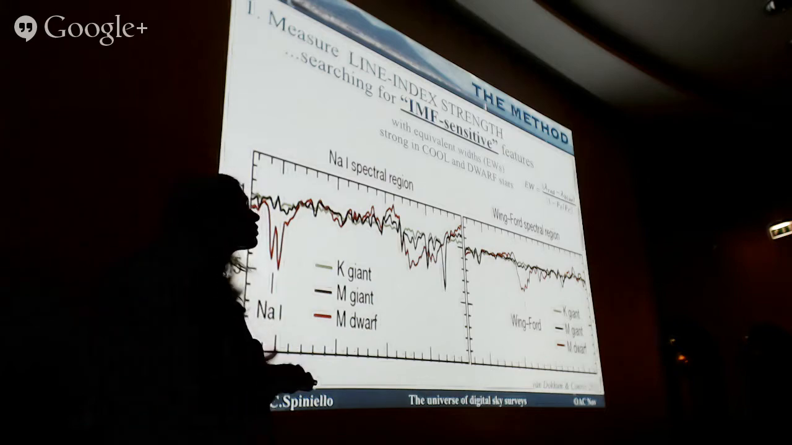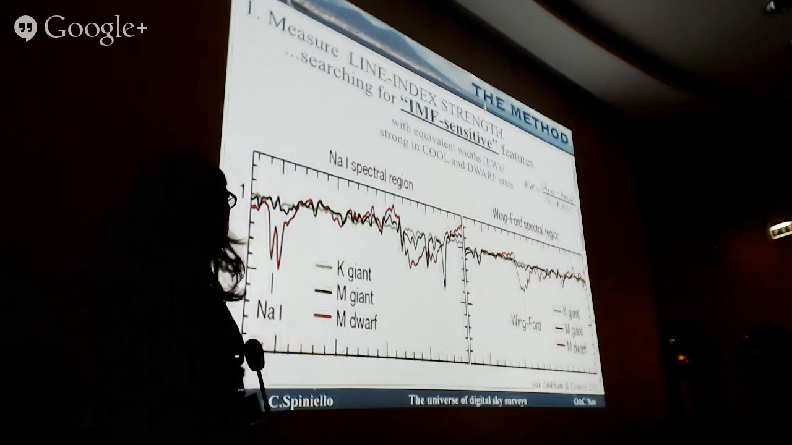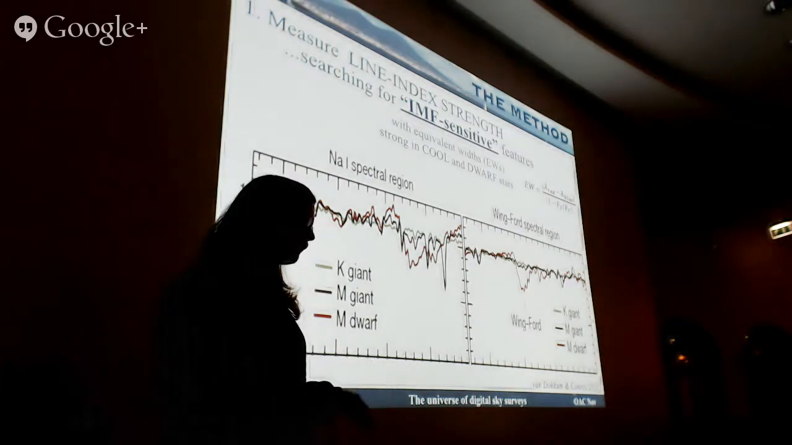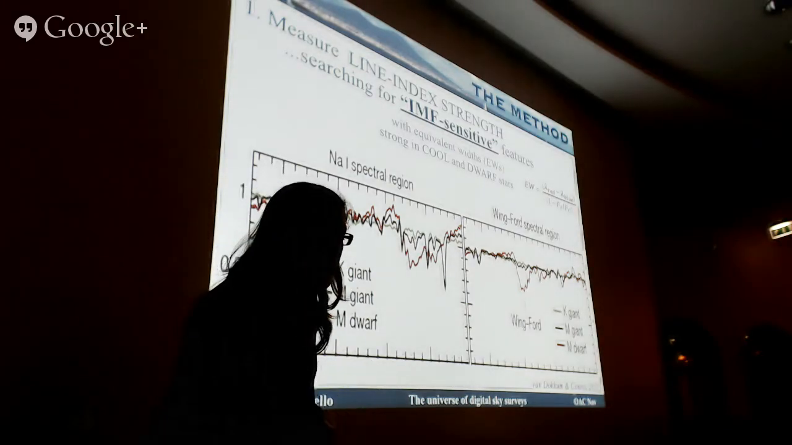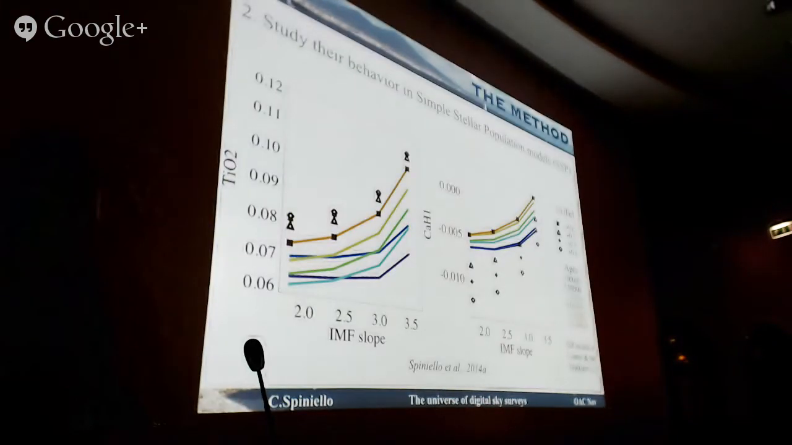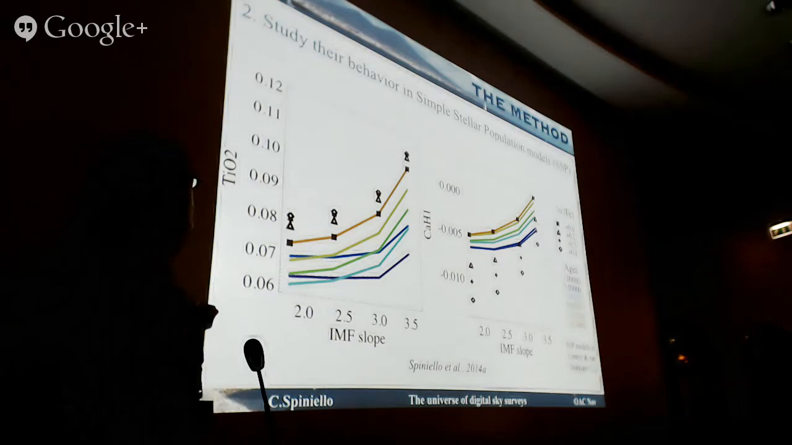So if you can measure those line indices, so just the strength of those IMF-sensitive lines, then you can actually count M-dwarfs, therefore you can constrain the low mass end of the IMF directly from galaxy spectra. You have to pass through simple stellar population models in order to study the behavior of those features, in particular those optical, IMF-sensitive features, and you have to study their behavior as a function of age, different colors on those plots.